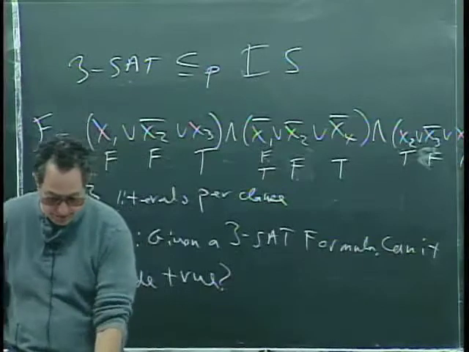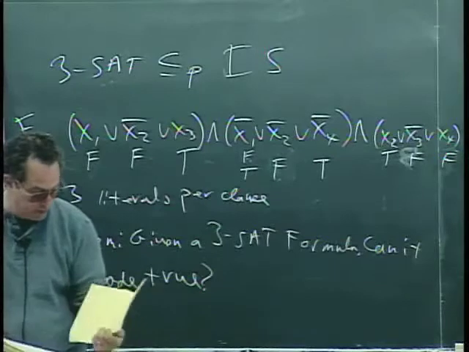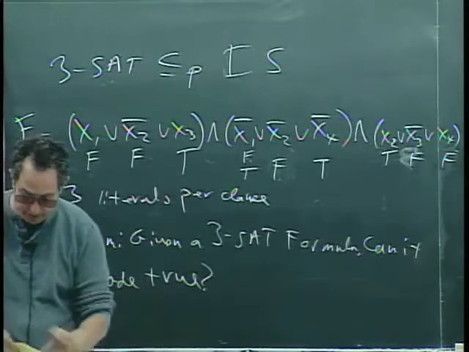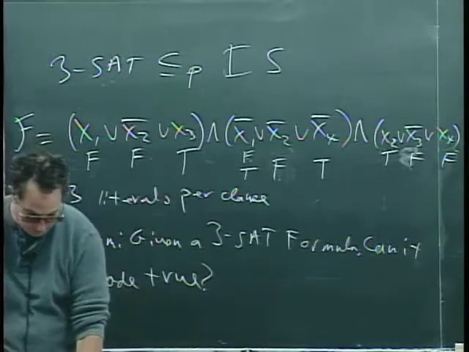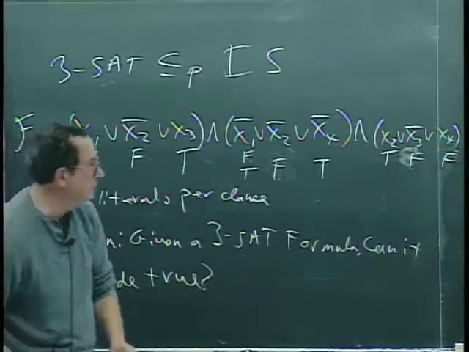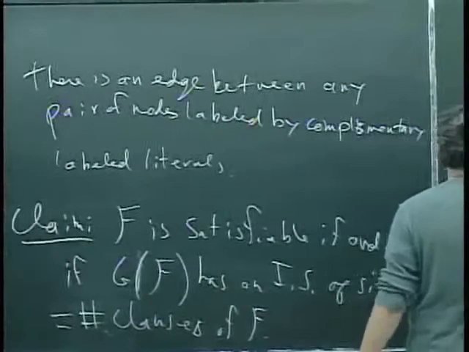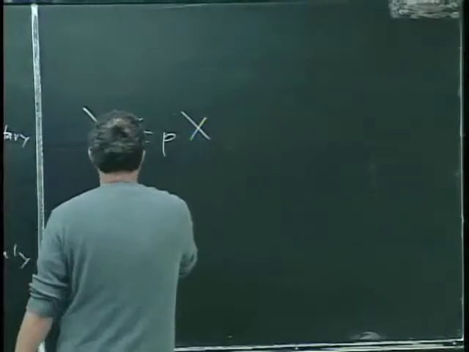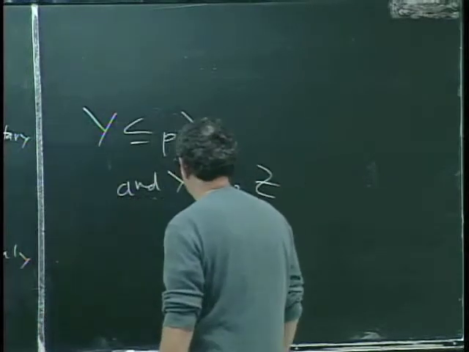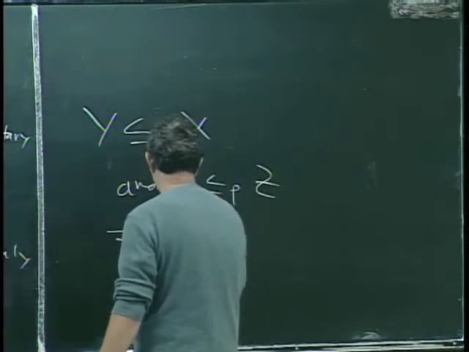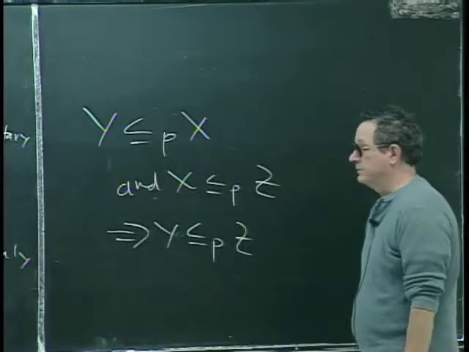Okay, so now you've seen two examples of reductions, and the notion of polynomial time reduction is really at the heart of the whole theory of NP completeness. Before I get into NP exactly, there are two things I wanted to say. If y reduces in polynomial time to x, and x reduces in polynomial time to z, then y reduces in polynomial time to z. So polynomial time reductions are transitive.